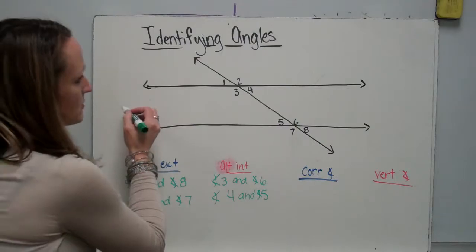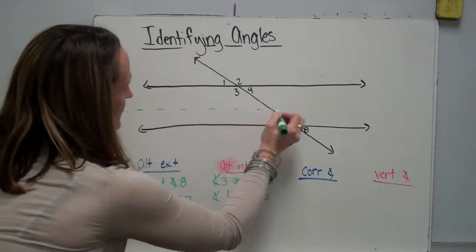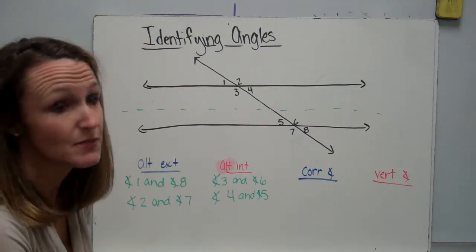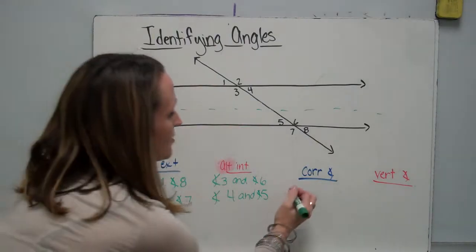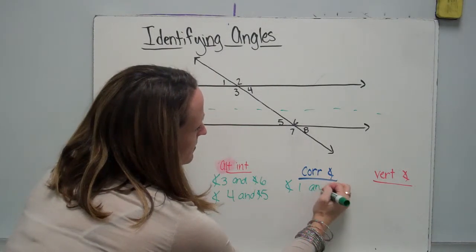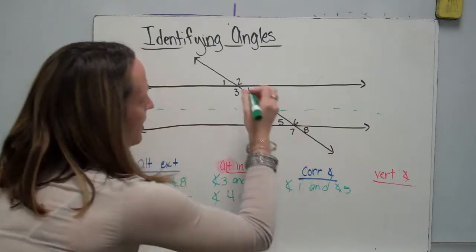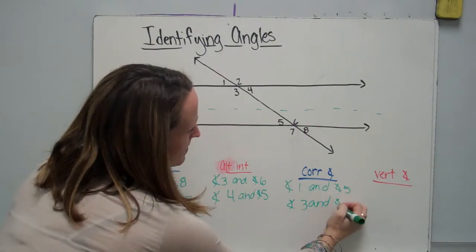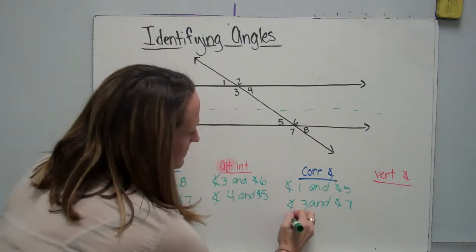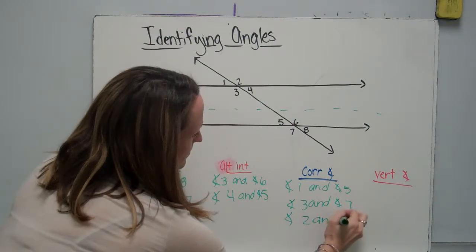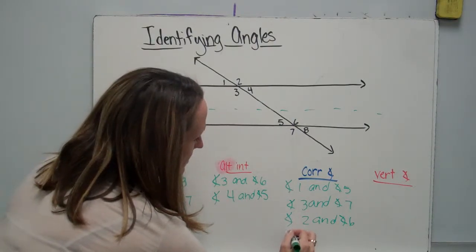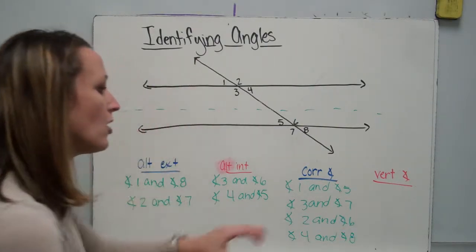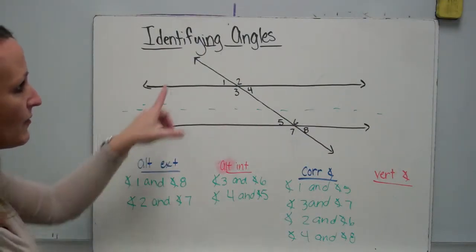All right, let's talk about corresponding angles. So if I drew this little line and divided this into 2 separate drawings, we're going to look for the angles that are in the same place on different drawings. So 1 and 5 are corresponding. 3 and 7, 2 and 6, and 4 and 8. All are corresponding.